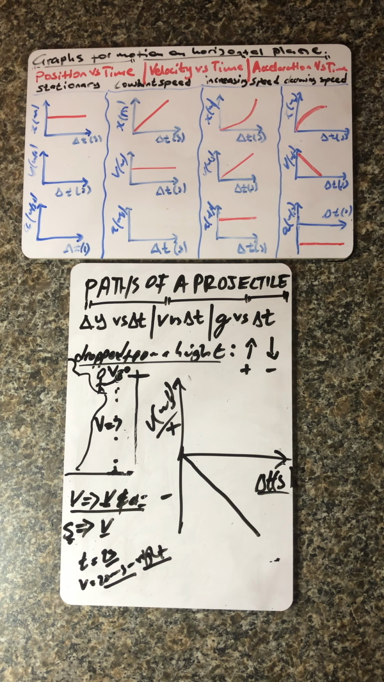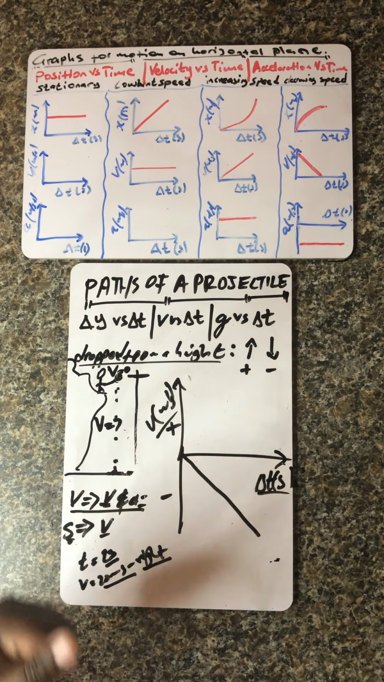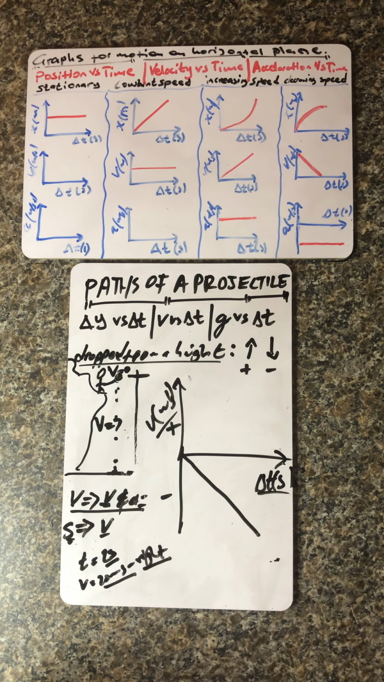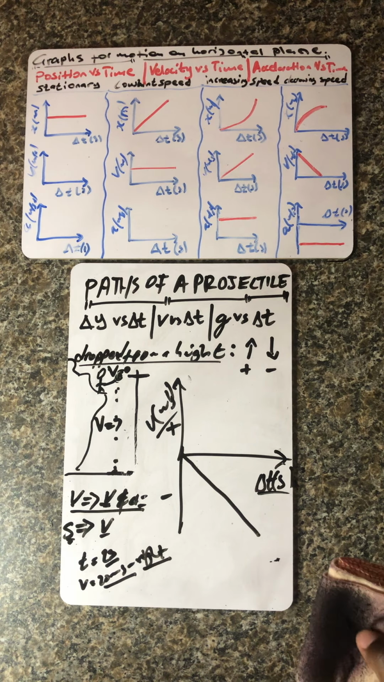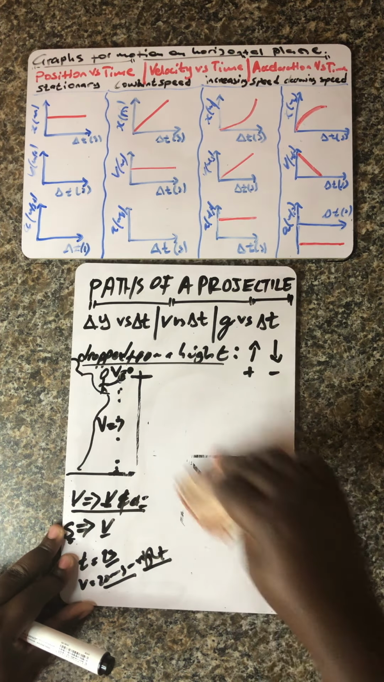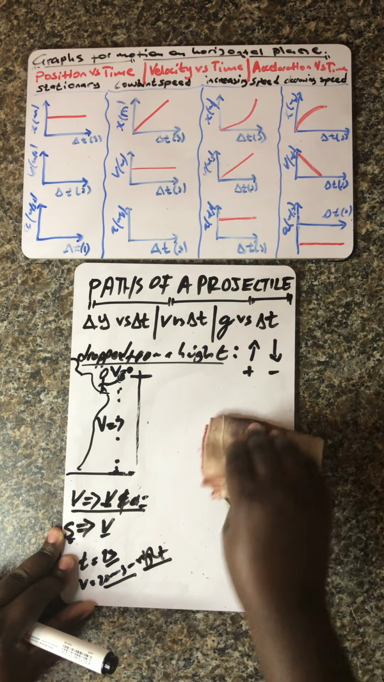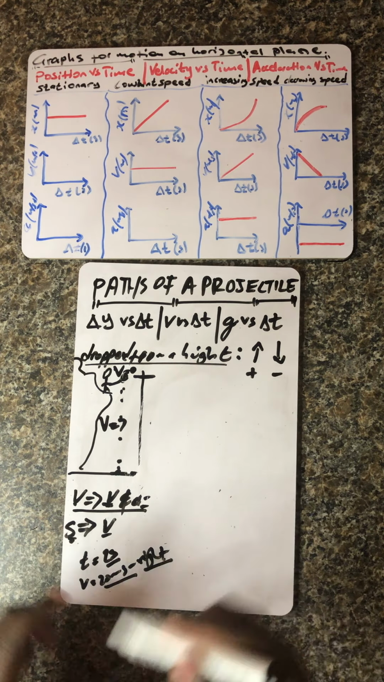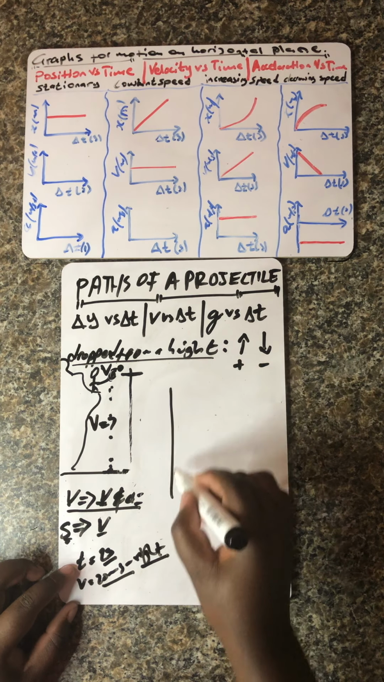Not necessarily increasing acceleration, I mean increasing speed or decreasing speed. That's when you've got a curving shape. But in this case, velocity versus time is just a straight line at an angle. So ladies and gentlemen, I think now we can move to the last type of graph, which is that of acceleration versus time.